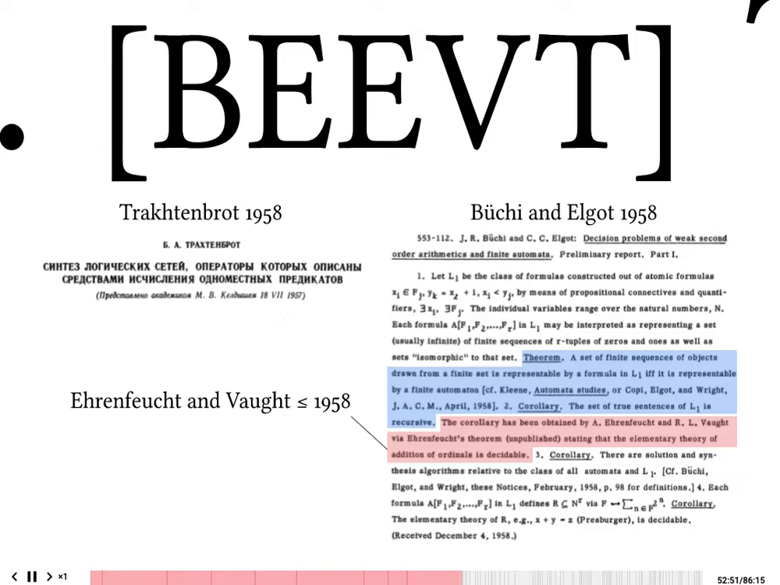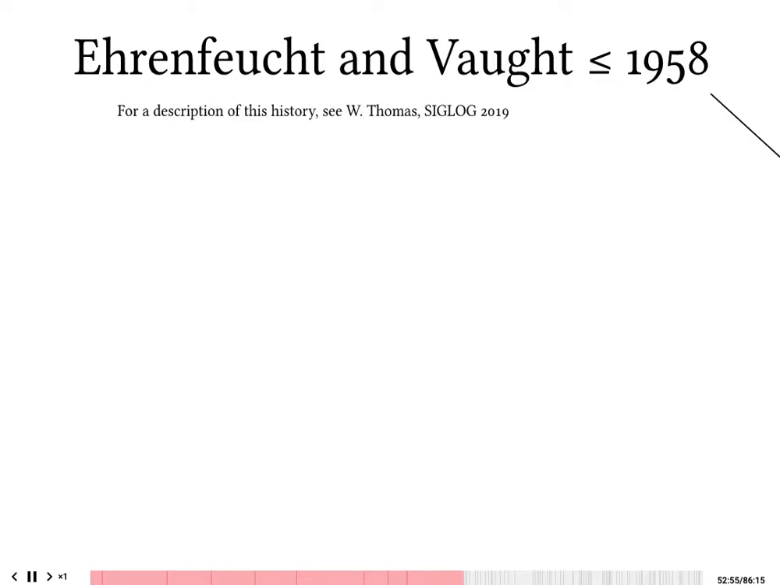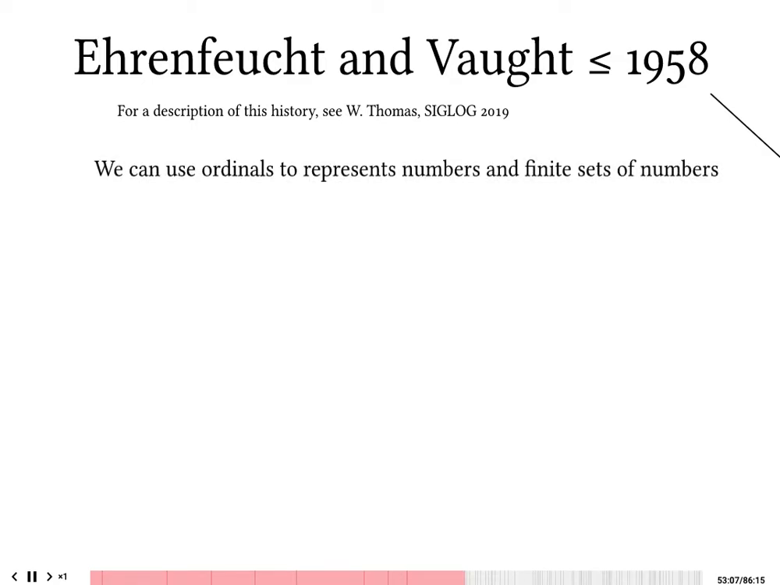So what did Ehrenfeucht and Vaught do? Well, it's a nice story. And if you want to have a look at it in more detail, I recommend that you read an article, a column in the SIGLOG newsletter from 2019 by Wolfgang Thomas. And the story is, roughly speaking, as follows. You can use ordinal numbers to represent numbers and finite sets of numbers. How do you do that? Well, for this particular slide, I assume that you're familiar with a little bit of ordinals.